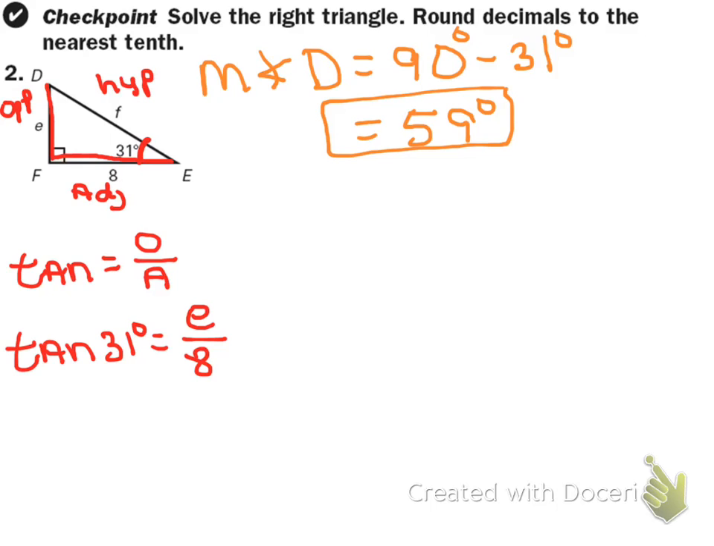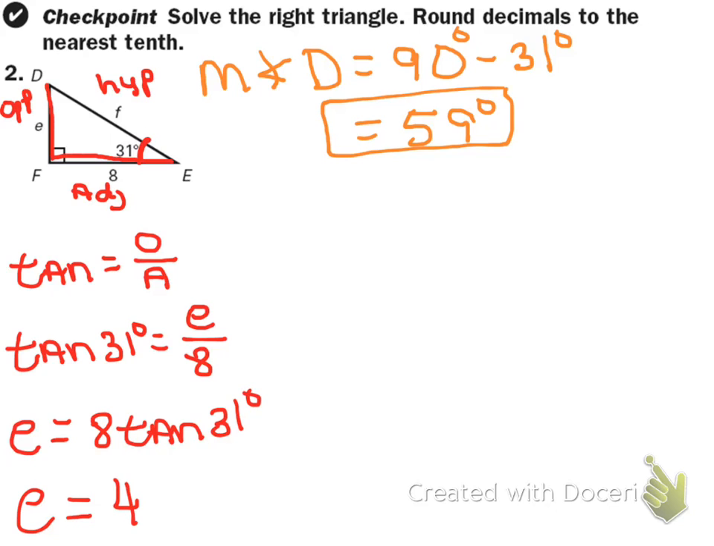You want to isolate your variable E. You want to get rid of the dividing by 8, so use the inverse operation. Multiply both sides by 8. E will be isolated and will be equal to 8 times the tangent of 31 degrees. Using your calculators, punch in 8 times the tangent of your 31 degree angle, hit your equal sign, round to the nearest tenth, and find that side E is 4.8.